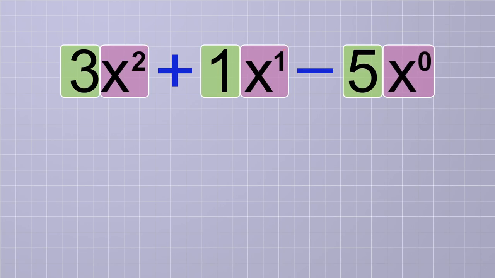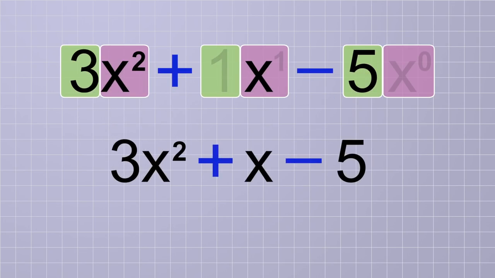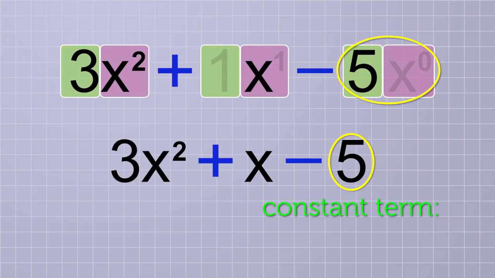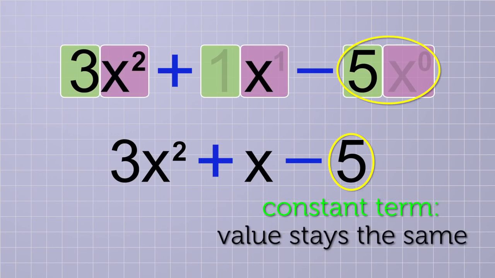But since x to the 0 is just 1, and x to the 1 is just x, and anything multiplied by 1 is just itself, the polynomial gets simplified so that it no longer looks exactly like the pattern it comes from. Oh, and this last term, the one that doesn't have a true variable part, is called a constant term because its value always stays the same.